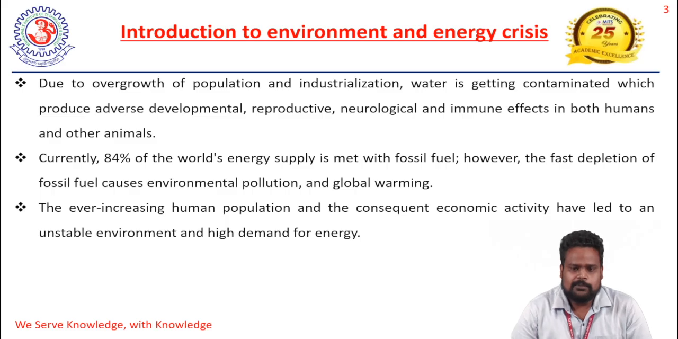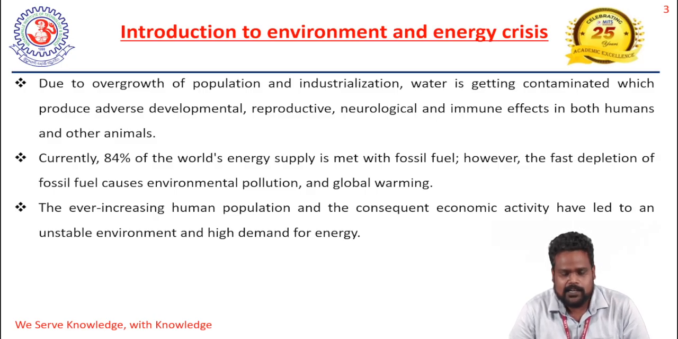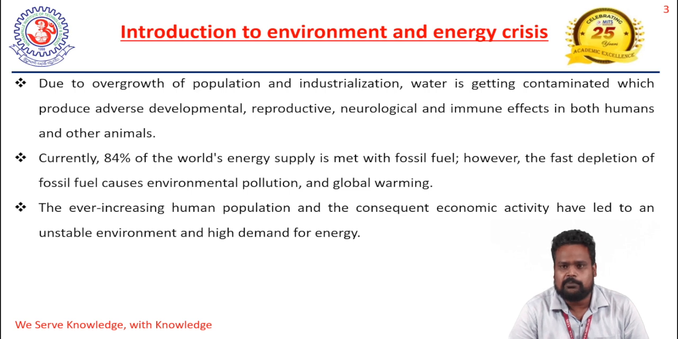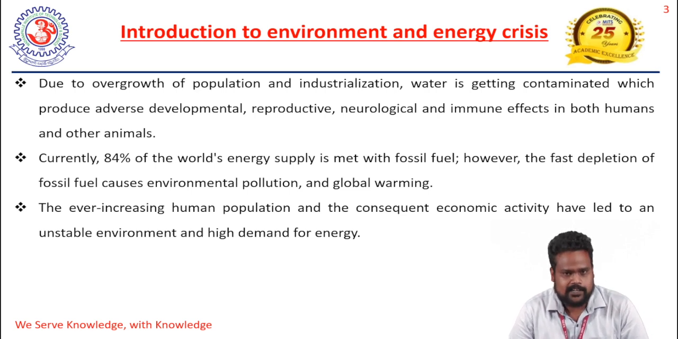Next, coming to the introduction regarding the environment and energy crisis: due to rapid industrialization and rapid population growth, about 84% of the world's energy demand depends on fossil fuels. That is why fossil fuel is depleting day by day, which causes serious environmental pollution and global warming. That means eventually we can say rapid industrialization and human population growth are the main reason for the environmental and energy crisis.